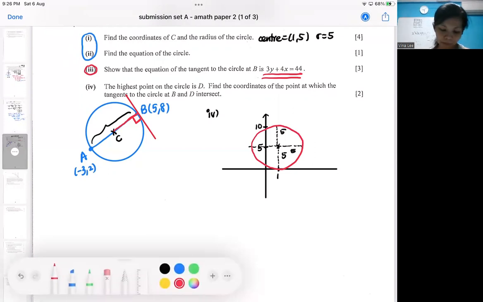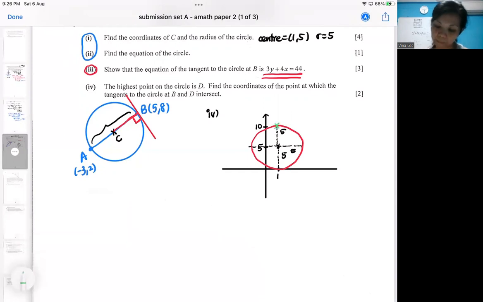A bit ugly, but this is where you can see the highest point. At the highest point, the tangent is like this, because the radius is vertical, so the tangent has to be horizontal. At the lowest point, the tangent is also horizontal. So the tangent at the highest or lowest point of a circle will be horizontal, because the radius is vertical.